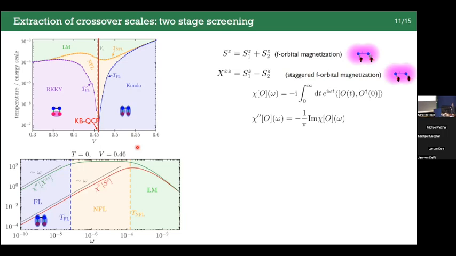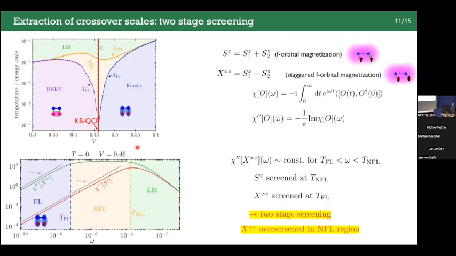And you find that the red curve for the F orbital magnetization has a peak at quite large frequencies. This is Kondo screening. This defines the onset of the non-Fermi liquid regime. And then it goes down linearly as frequency goes to 0. In contrast, the staggered F orbital magnetization has a plateau. The boundaries of the plateau define basically these two scales, T non-Fermi liquid and T Fermi liquid. And as you tune closer and closer to the transition, this plateau moves over to 0 frequency all the way. So this is how one extracts those scales.